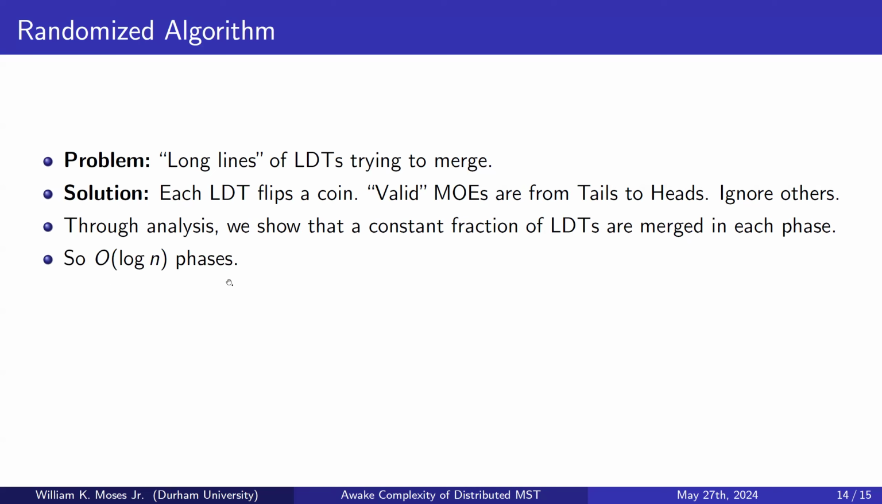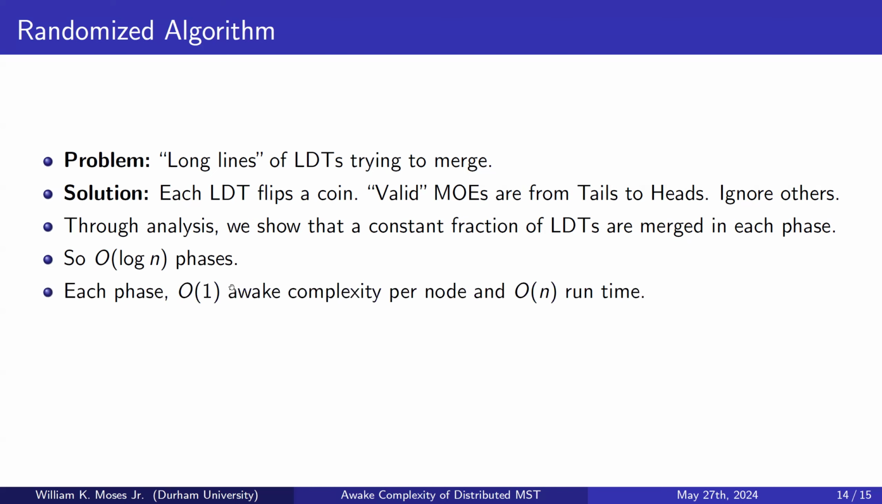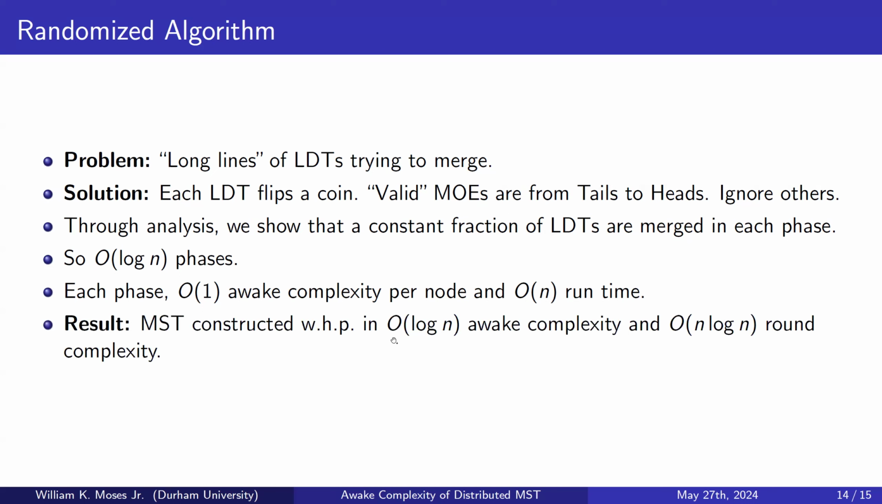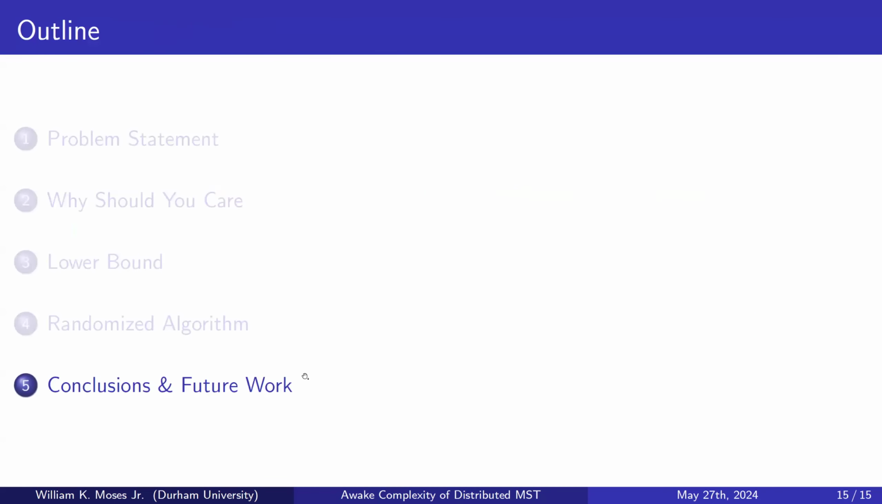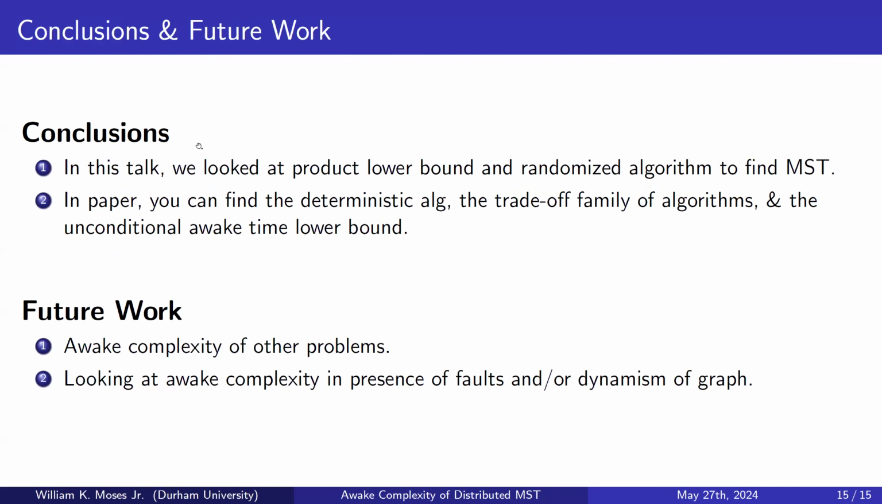And so we have totally log n phases. And in each phase, the nodes are awake only for a constant number of rounds. And the total runtime per phase is O of n. As a result, the MST is constructed with high probability in O(log n) awake time and O(n log n) round complexity.